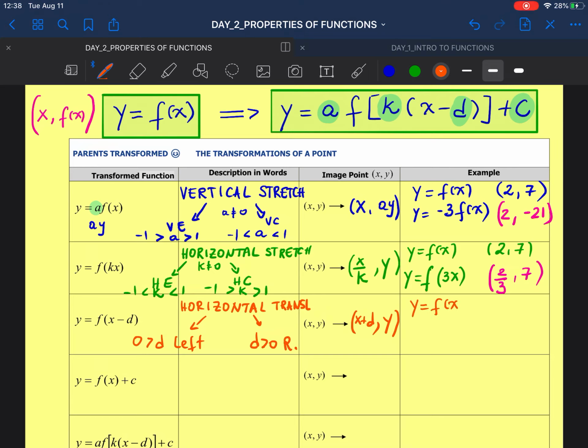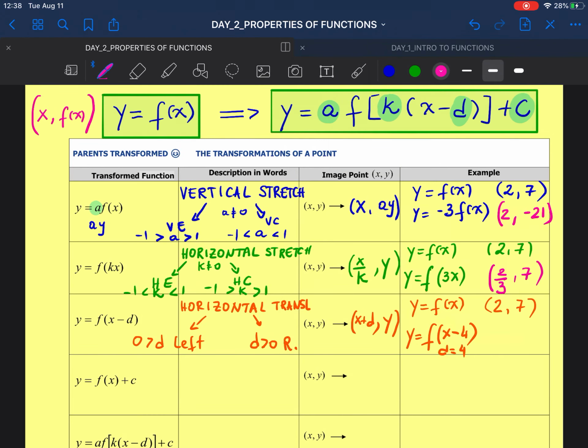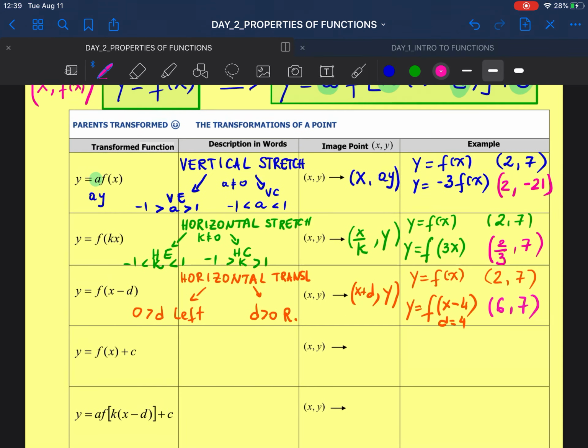So for example, if we have a function y equals f of x, and we have transformed it to become y equals f of x minus 4, then we're going to say that the value of d is positive 4. So a point with coordinates 2 and 7, this time will become x equals 2 plus 4, or 6, and 7. So only the x coordinate is changing.